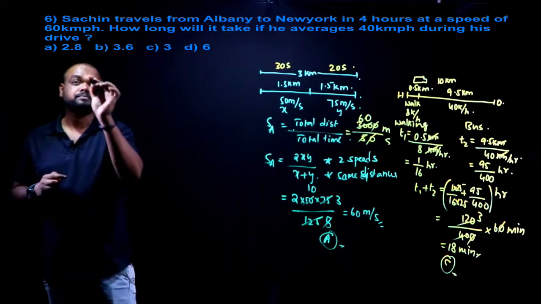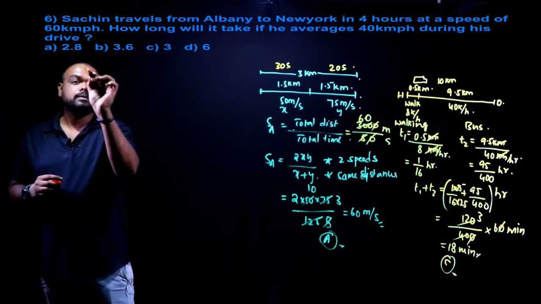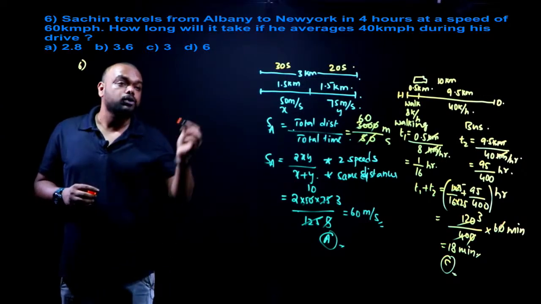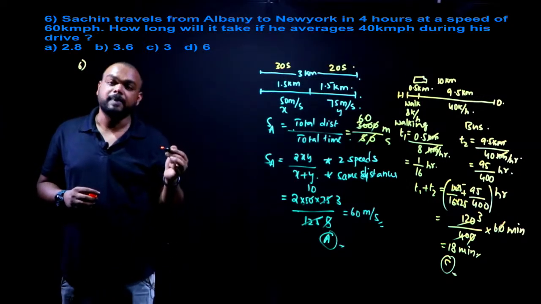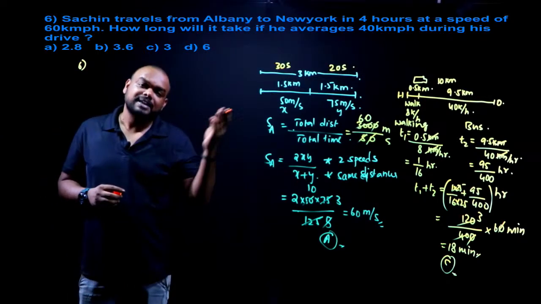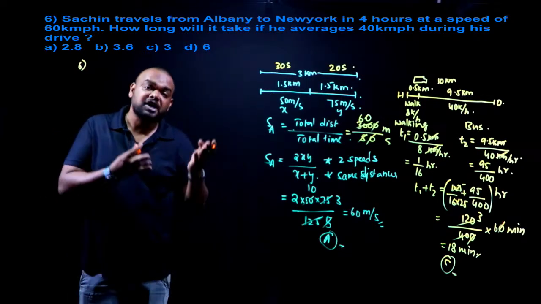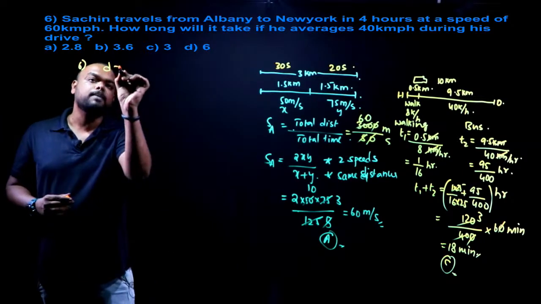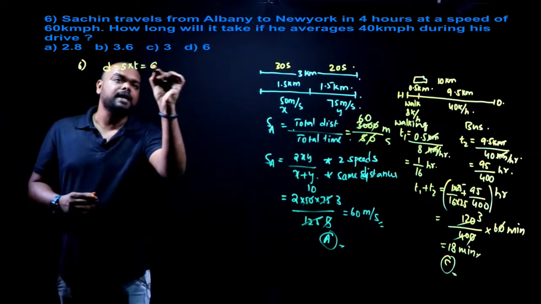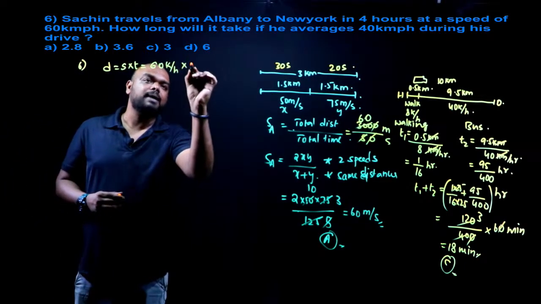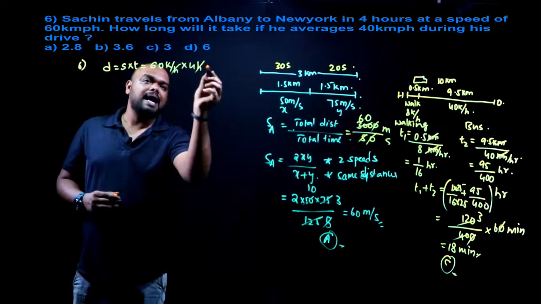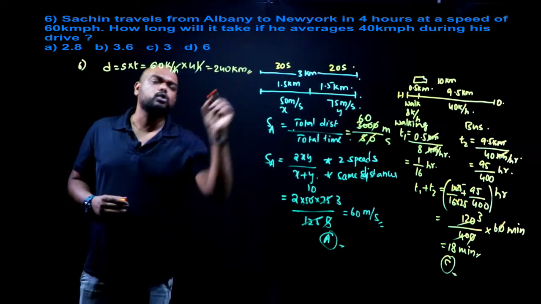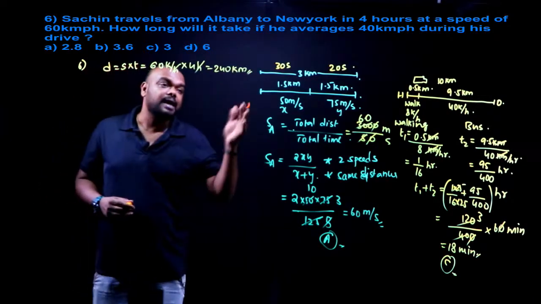Guys, observe. Question number 6. Sachin travels Albany to New York in 4 hours at a speed of 60 km per hour. Time is given, speed is given. When the time and speed both are given, what can we calculate? Distance. Distance is speed into time. Speed is 60 km per hour into time taken, 4 hours. Hours cancel. 60 into 4, 240 kilometers. We got to know the distance between Albany and New York.